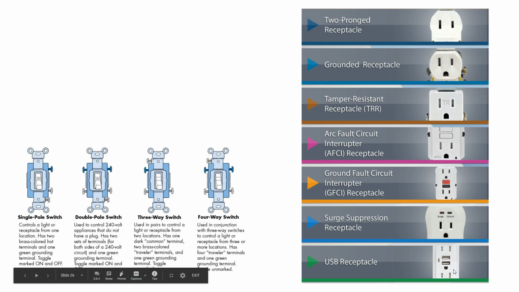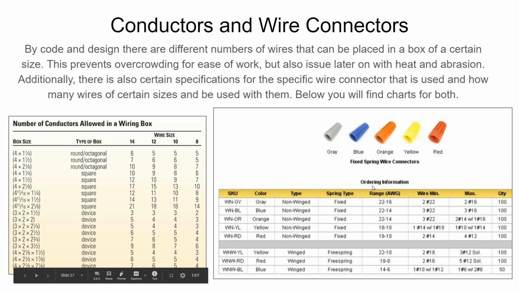USB receptacles. I personally think any new house should have these in specific areas, especially in bedrooms, because it eliminates the charger, so you won't have another potential fire hazard. You can plug directly into the wall.